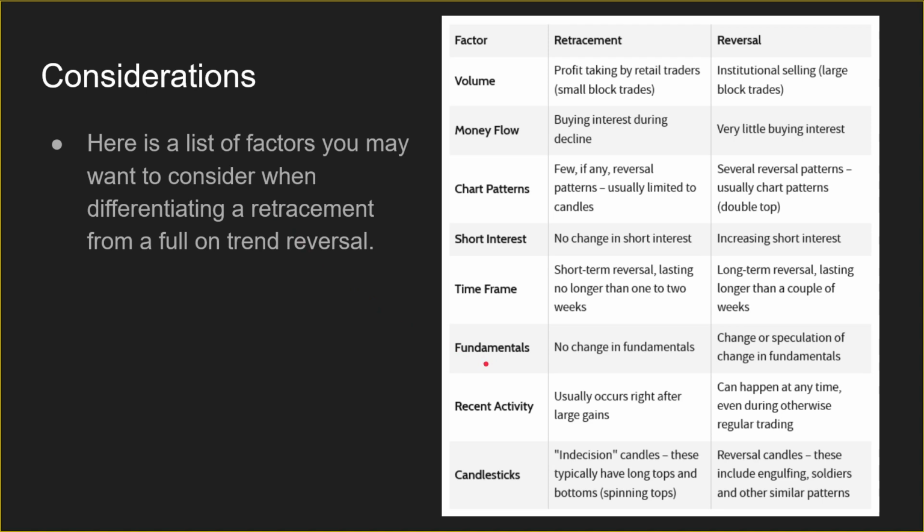We also want to consider any fundamental changes, anything obscure or things that are uncommon trading activity. Did something happen, or maybe a large holder shifted off some coins, or maybe there's some sort of large transaction? And we also want to keep in mind different candlestick patterns, where indecision candles typically have these long tops and bottoms, or long wicks.